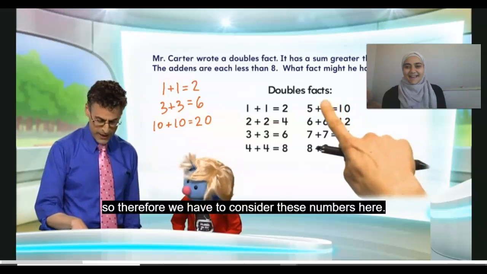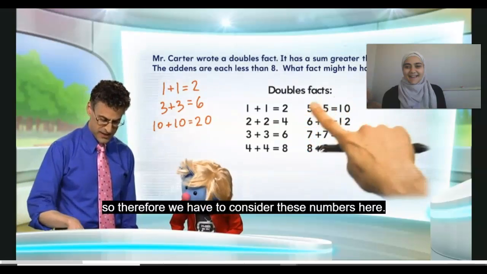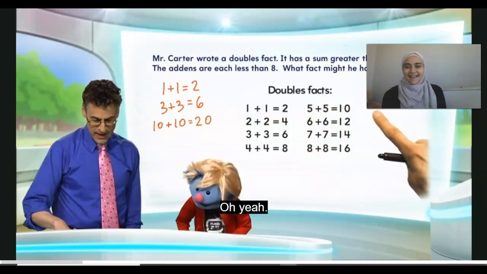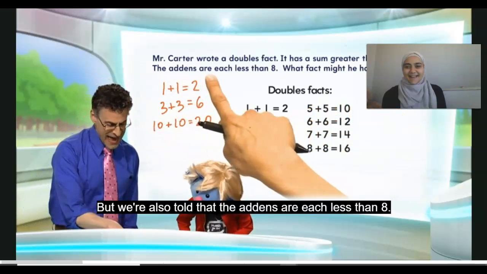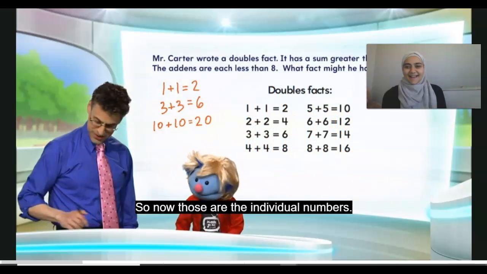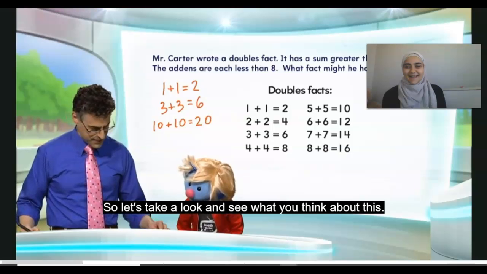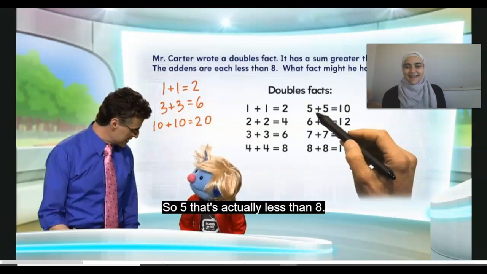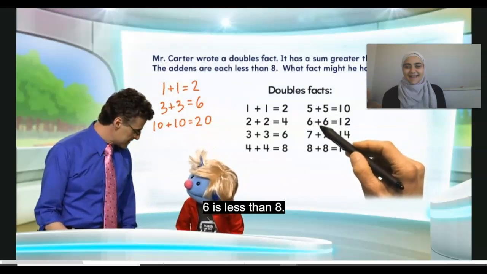Exactly. So therefore, we have to consider these numbers here. So these are the possible addition sentences that we're going to consider. Oh, yeah. But we're also told that the add-ins are each less than 8. So now those are the individual numbers. So let's take a look and see what you think about this. So 5, that's actually less than 8. It is. 6 is less than 8.